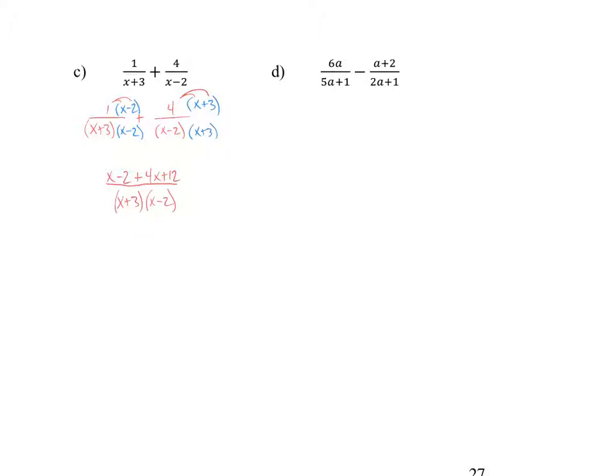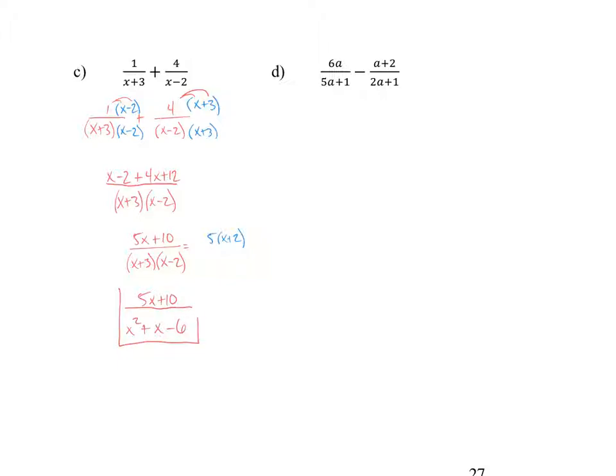All right, and that ends up becoming 5x plus 10 over x plus 3 times x minus 2. And I should check to see if anything's going to cancel here. So 5x plus 10 could be rewritten as 5 times x plus 2. And so you're tempted to want to do something about canceling, but there are no x plus 2's in the denominators, so nothing is going to cancel. So it turns out there's nothing I can reduce here. So my final answer is just going to be 5x plus 10 over x squared plus x minus 6.